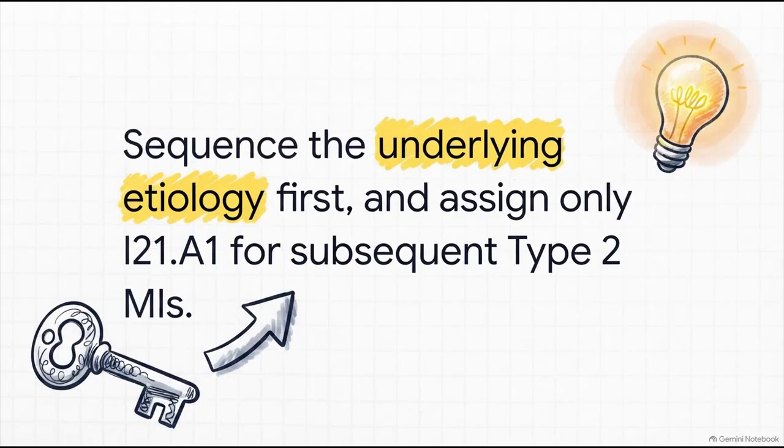So let's wrap this up. Master the physiological mismatch. Remember, it's all about supply and demand, not plaque. Always sequence the underlying etiology first, and firmly lock out category I22 for subsequent type 2 MIs. I21.A1 is your single source of truth.